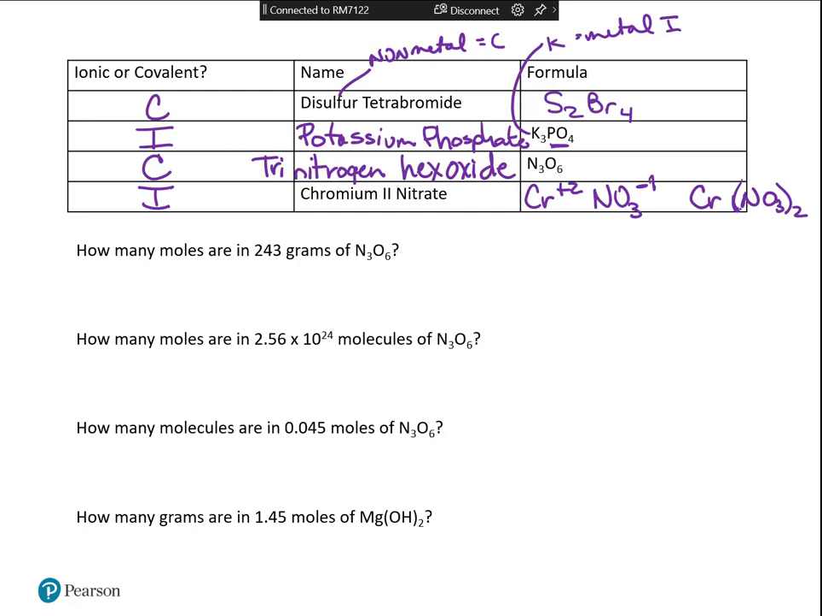Right? So I don't split up the NO3. Think of it as staying as one thing. Okay? The polyatomics do not split up when you figure out their formula. So the NO3 stays as an NO3.